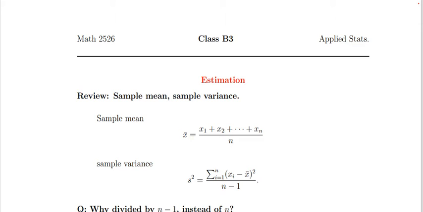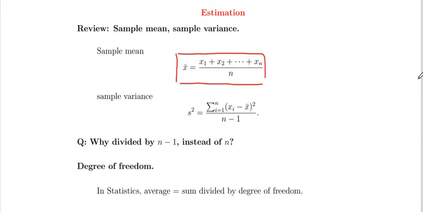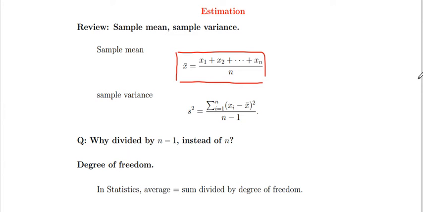So last class we introduced sample mean and sample variance. The sample mean is just the average: add them up, divided by n. But for sample variance, we add up the summation of (xi minus x bar) squared, and we should divide by n minus 1.